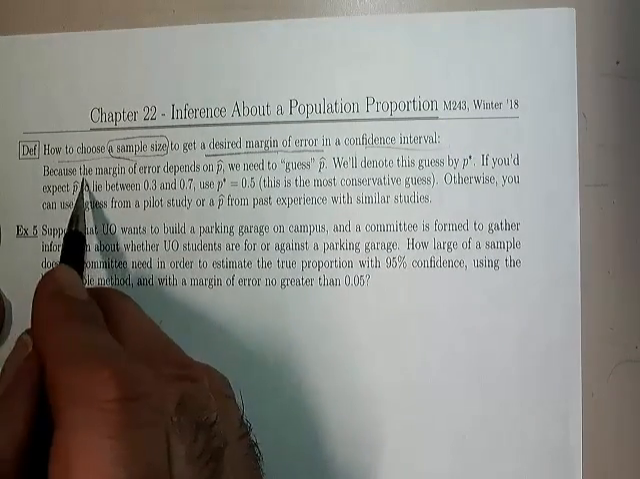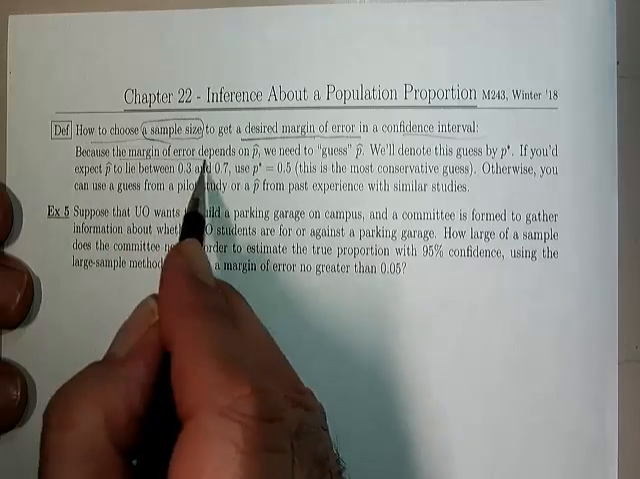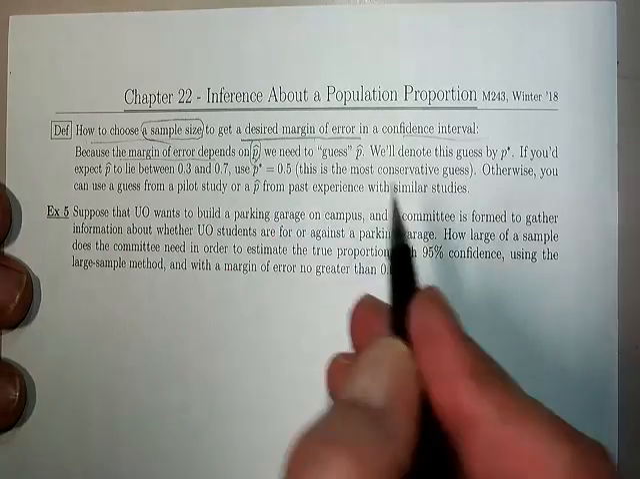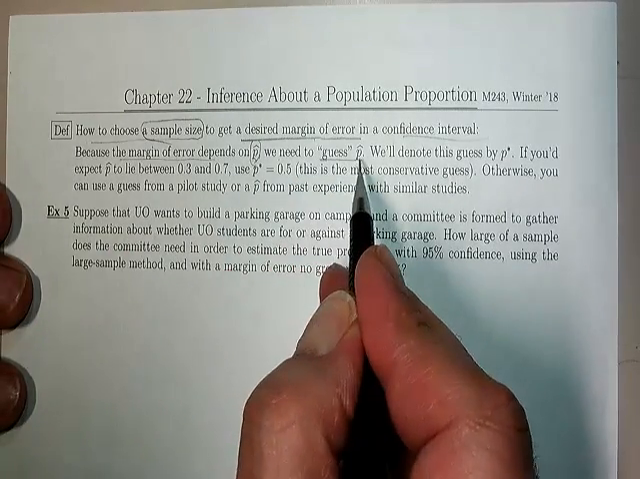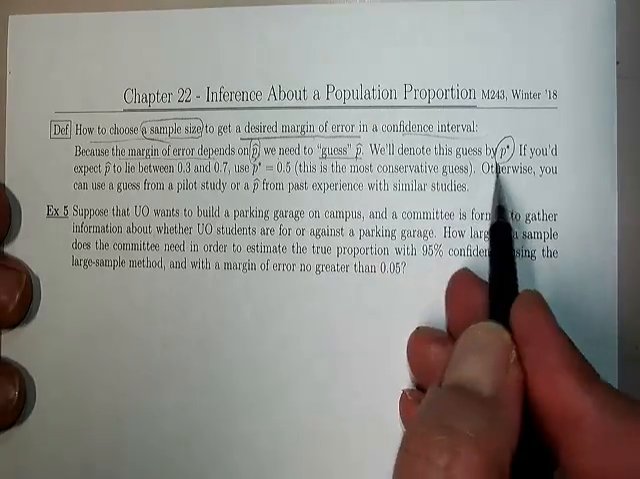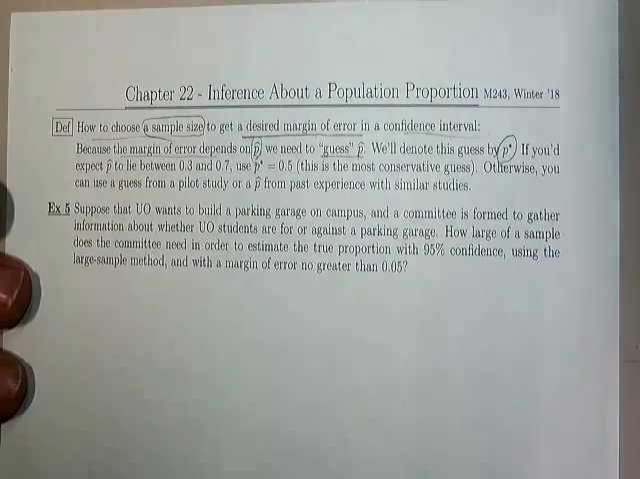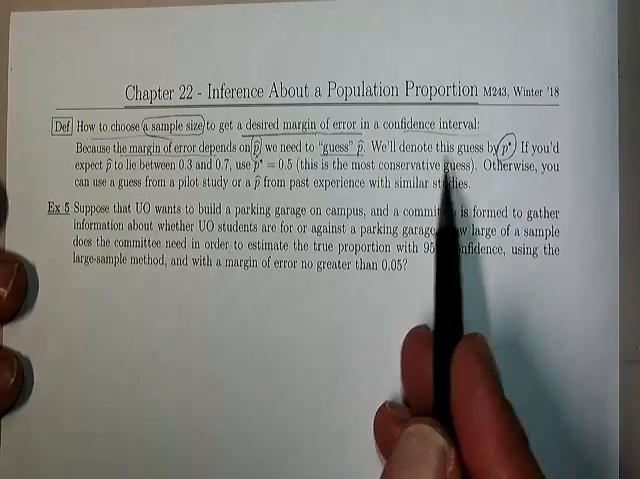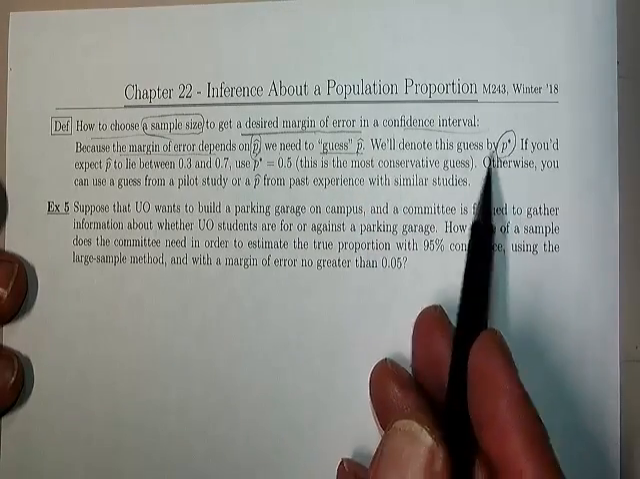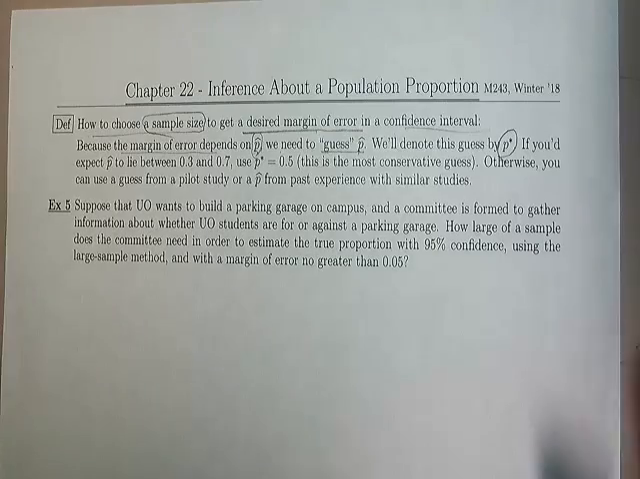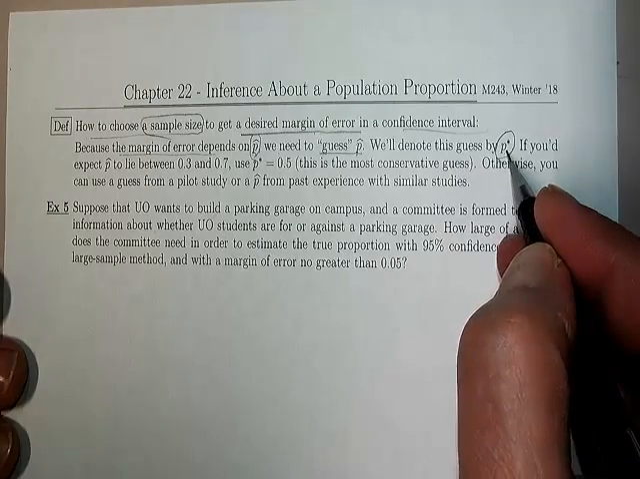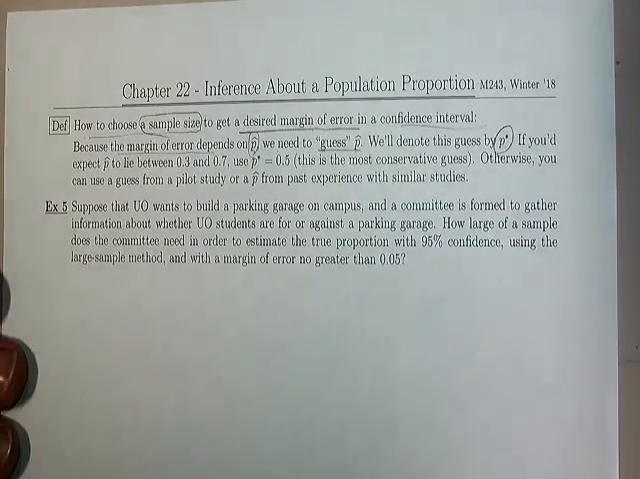Okay, one important thing that we should know here is because the margin of error depends on p hat, that is proportion, sample proportion, we need to guess p hat. We will denote this guess by p star. These problems are going to give you a little bit of hard time to remember in the final exam. So you need to work on these things and also put some of these definitions or some of these symbols in your index card. So anyhow, now we are defining p star to be the guess value for p hat.